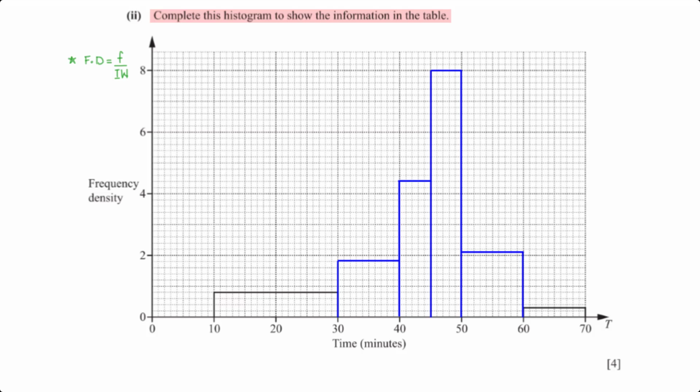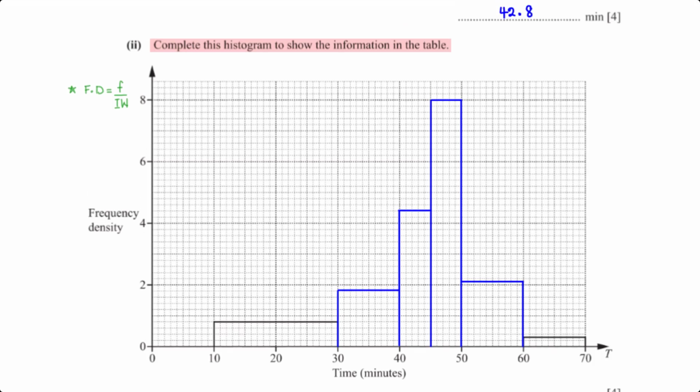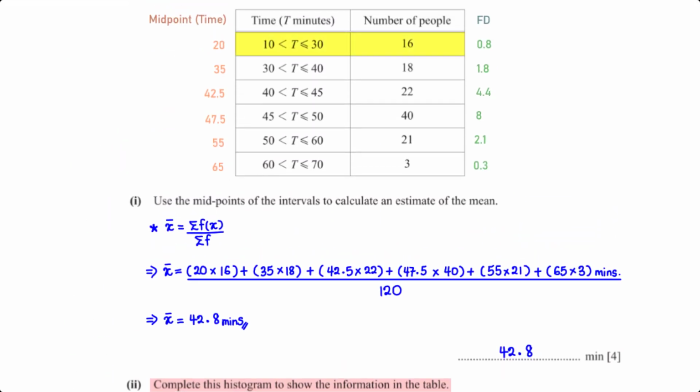Complete this histogram to show the information in the table. To be able to draw the histogram, we need to calculate the frequency density for each of the given time intervals. The frequency density is equal to the frequency divided by the interval width. For the first interval, the frequency density is the frequency, which is 16, divided by the interval width 30 minus 10, which is equal to 0.8.